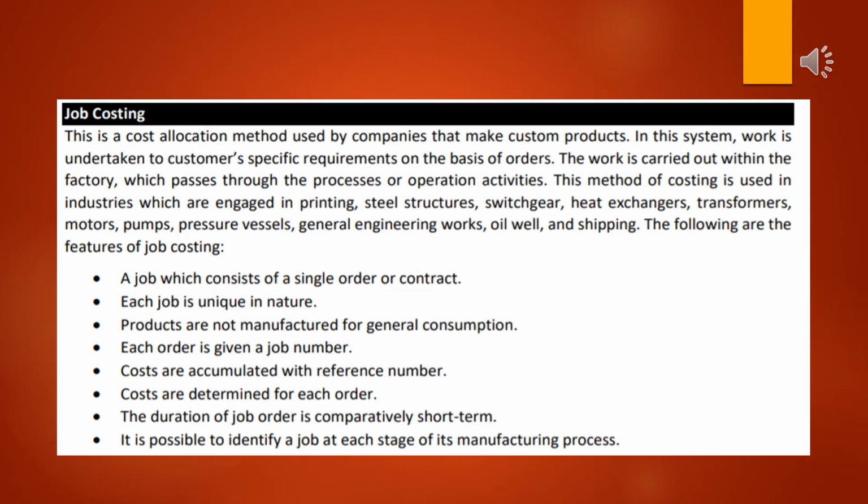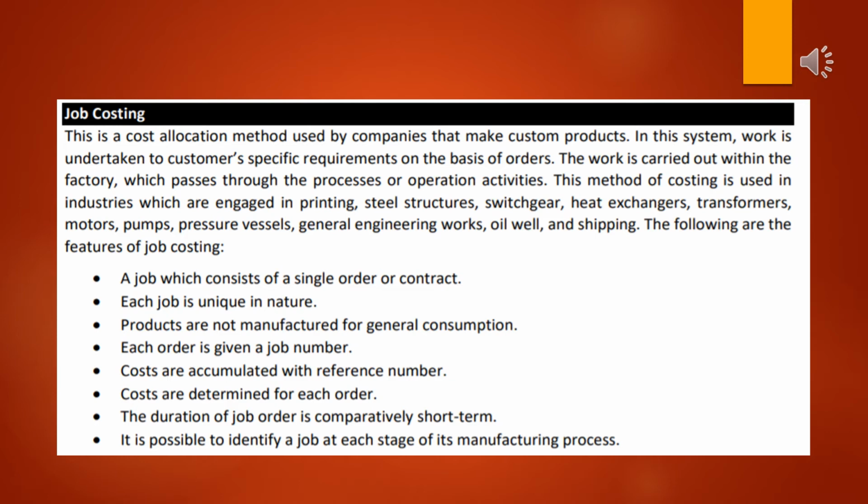So the following are the features of job costing. In job costing, a job consists of a single order or contract. So since single order or contract siya, it's because customized po ang ginagawa nating products dito. Okay? So, for example, glasses. So, we have customized or specialized glasses in accordance with the orders or the preference of the customers. Each job is unique in nature, so therefore, kada job or kada specifications na gusto ng customer is another job or separate job.